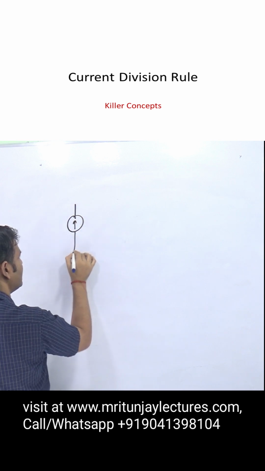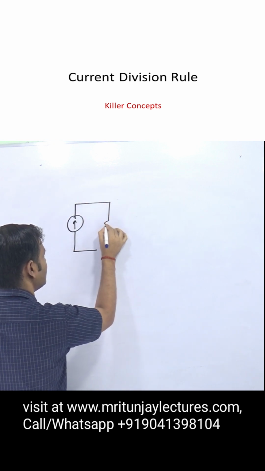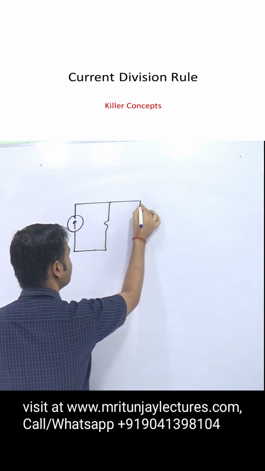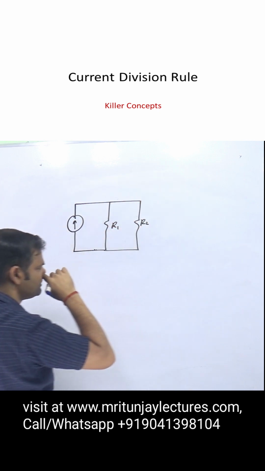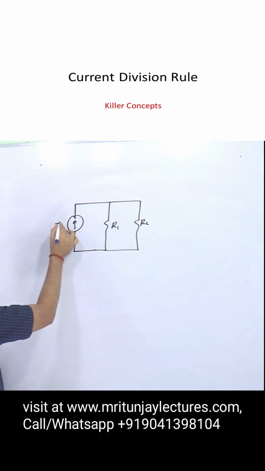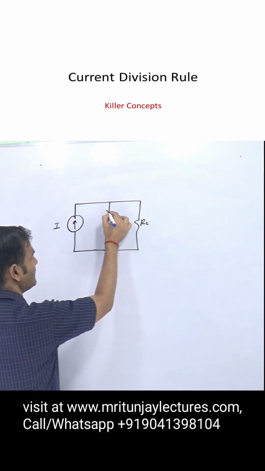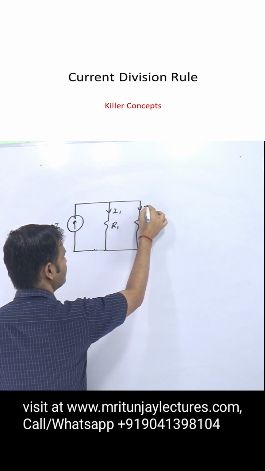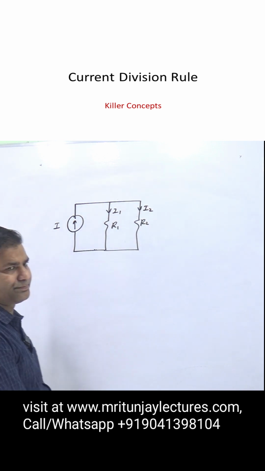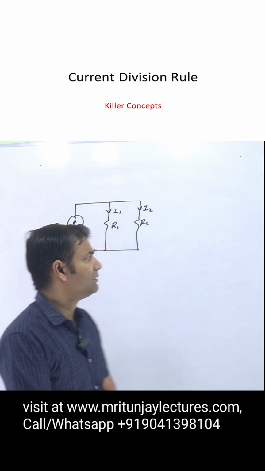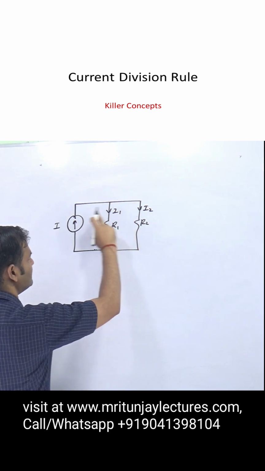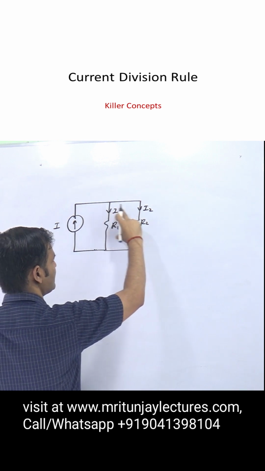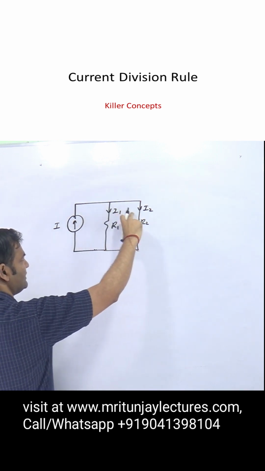Now this one is a current. I have discussed here the current division rule. Here R1, here R2, here I, here I1, here I2. Clear or not? Simply apply both; the current voltage across this one and this one are the same.